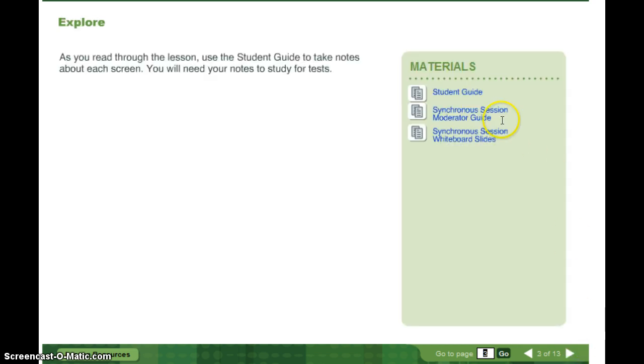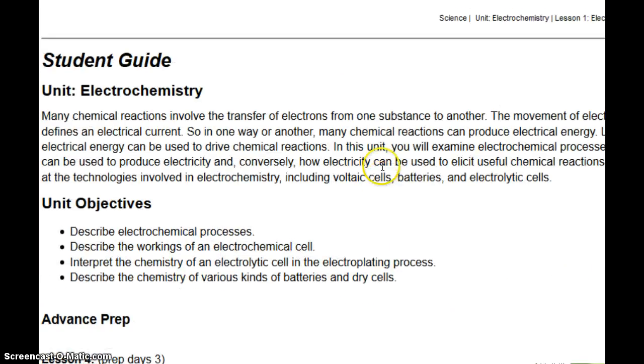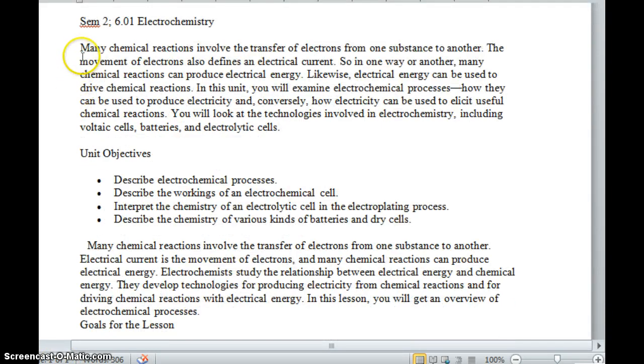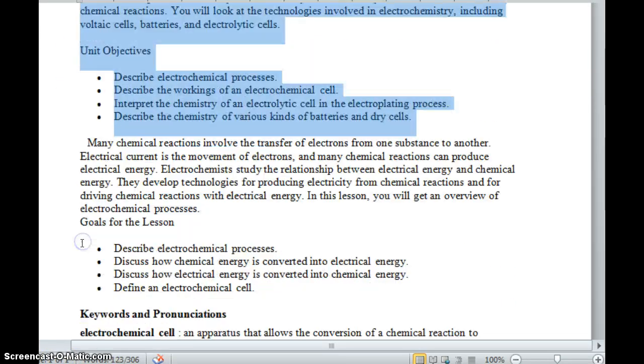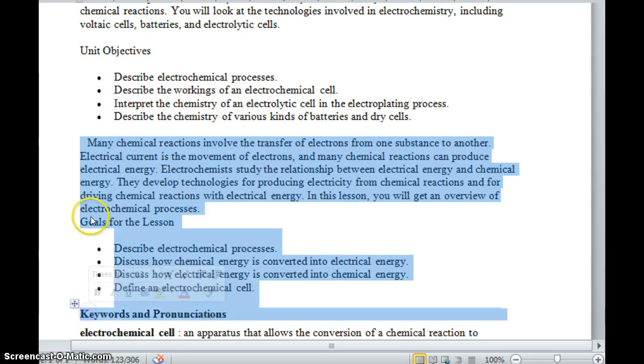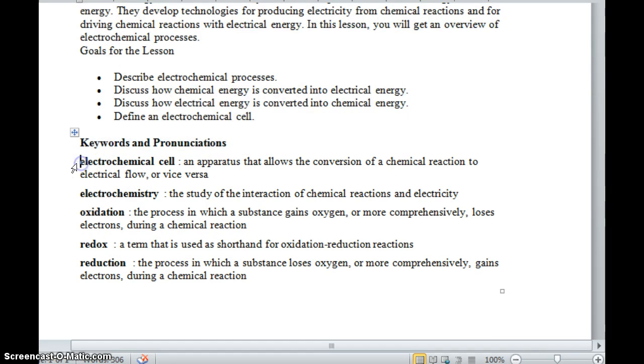On slide 3 is your student guide. There you go. Put it in my Word document and just kind of cut it down to the main objectives for the unit, the first paragraphs, and this lesson's objectives or goals, and then the keywords and pronunciation.